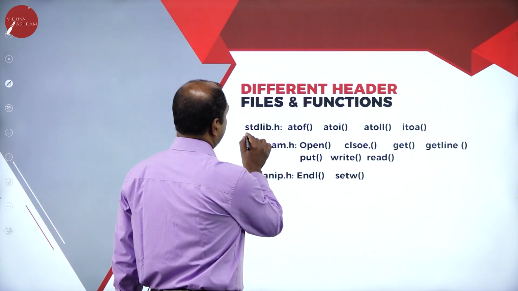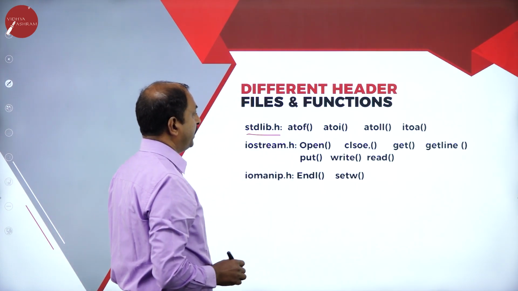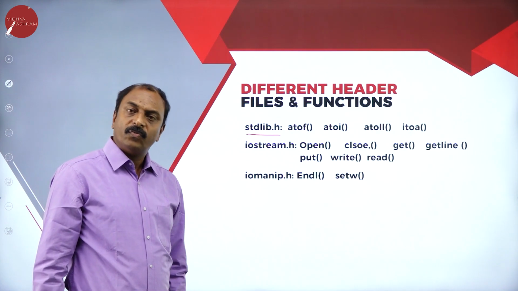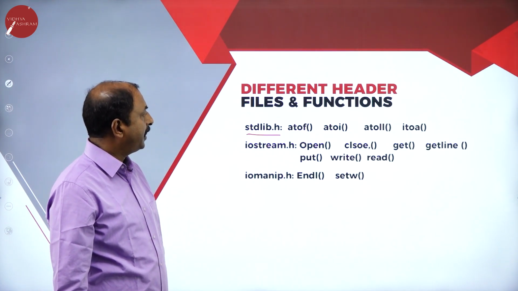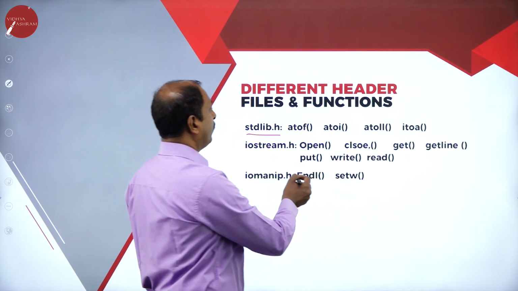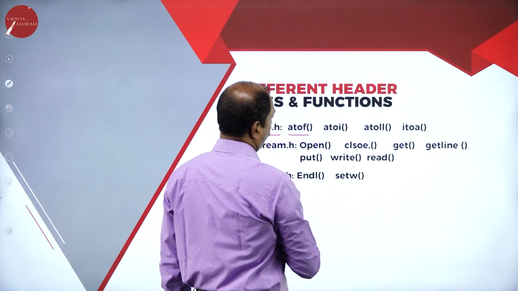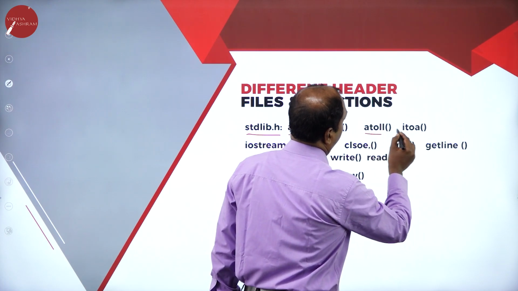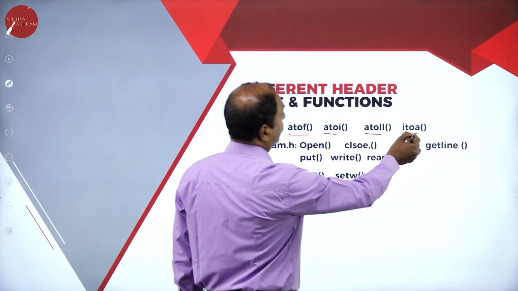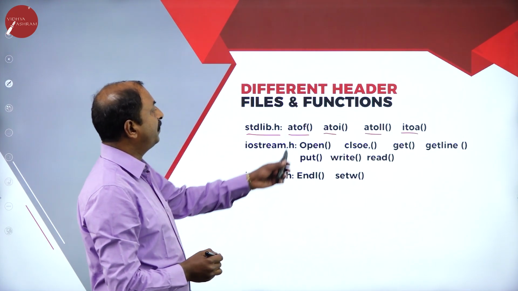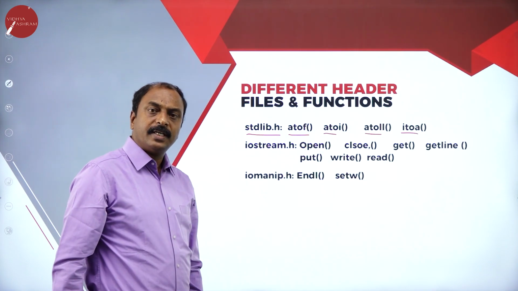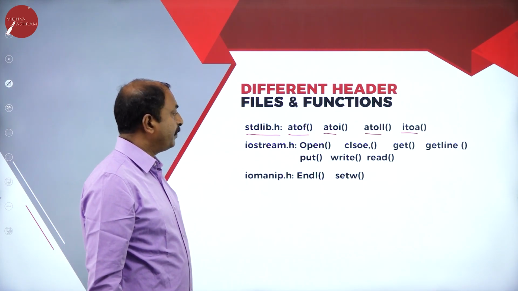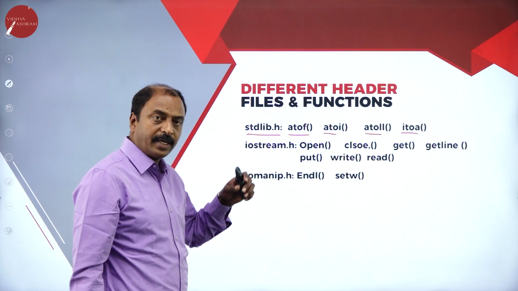Next one is stdlib.h. This is the standard library. Here we have atof, atoi, atoll, and itoa. See, these are all different functions we are using under the standard library, or stdlib.h.